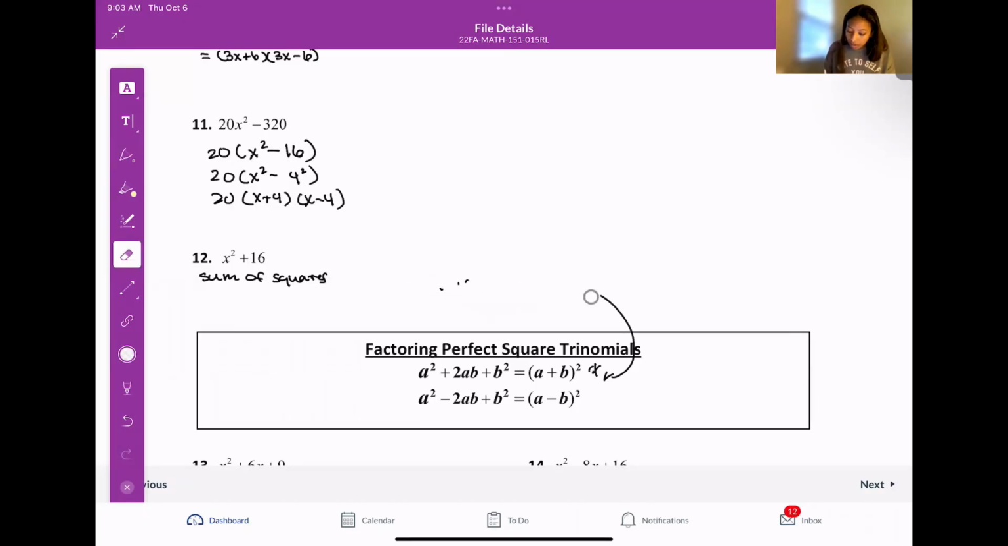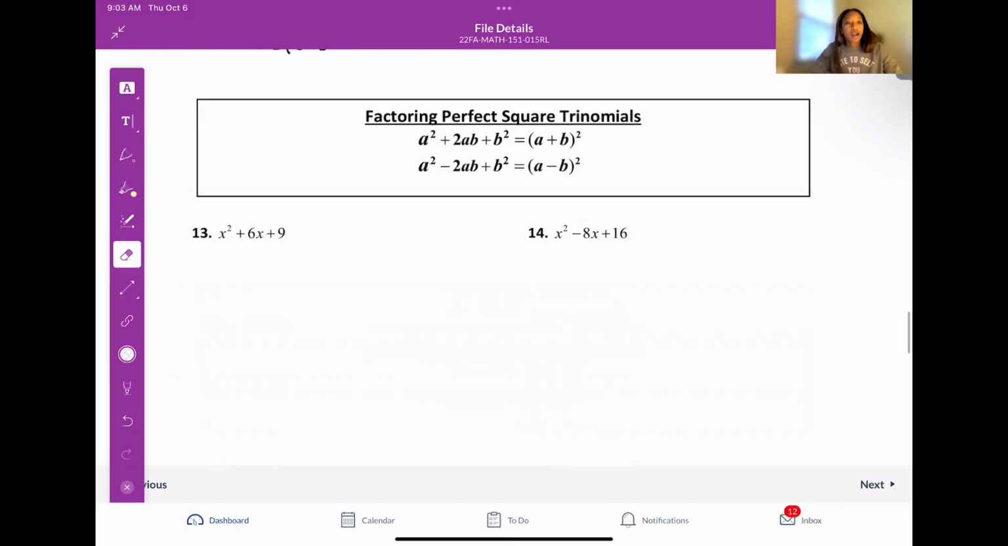For the next part, there are some patterns that we see when we square a binomial, something like a plus b squared and a minus b squared. In the last class, we talked about how to multiply these, and we get a squared plus 2ab plus b squared for a plus b squared, and a squared minus 2ab plus b squared for a minus b squared. These are called perfect square trinomials.